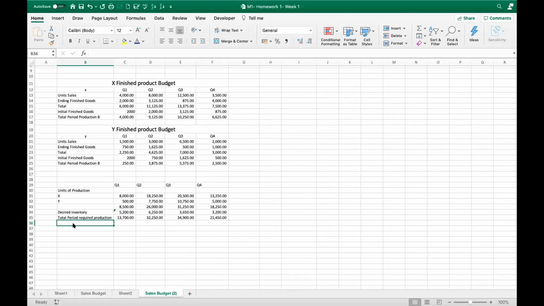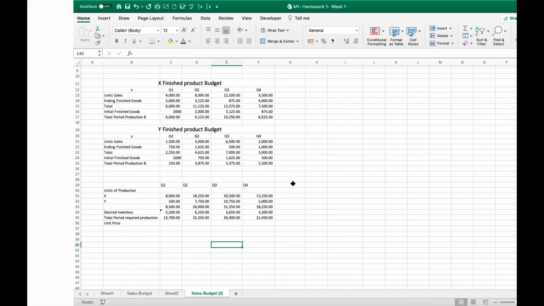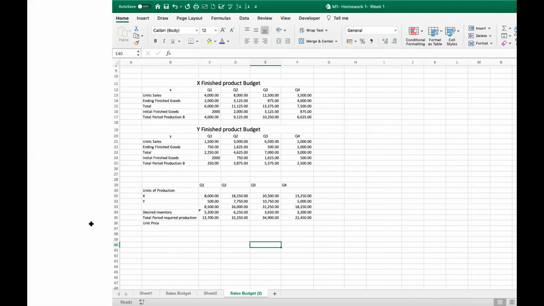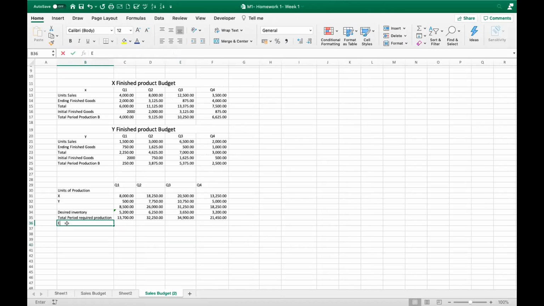So, unit price, ¿no? Luego va initial finished goods. Es que yo me estoy basando en lo que nos enseñó ahorita el profe. Y después ahí te dice, o sea, después de. A ver, mira. No, aquí te dice el estimated inventory.